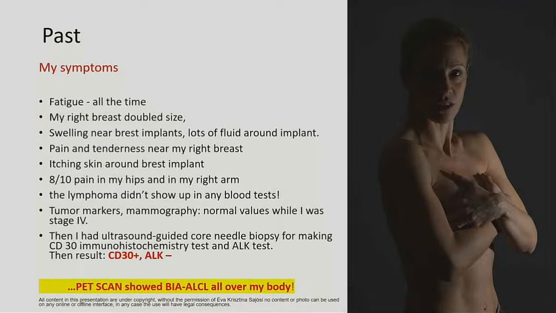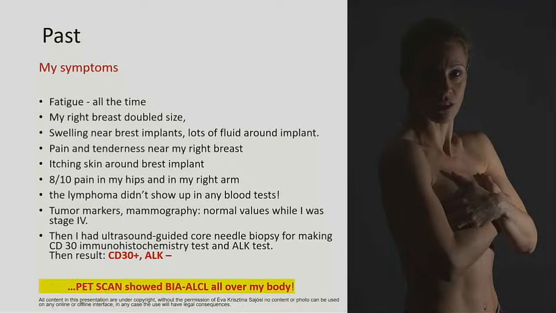I was the only person in Hungary who had BIA-ALCL. So they were looking at my case really closely to understand what's going on in a woman's body. I had big fatigue all the time. I couldn't sleep enough, so I couldn't understand what's going on in my body. I slept a lot, but I still felt fatigue all day long.